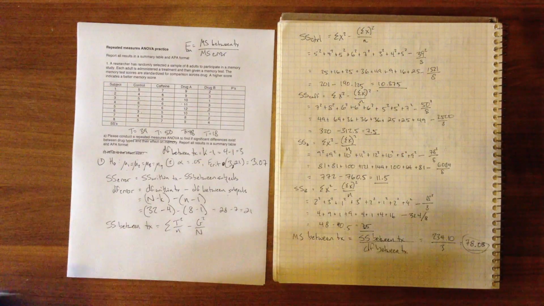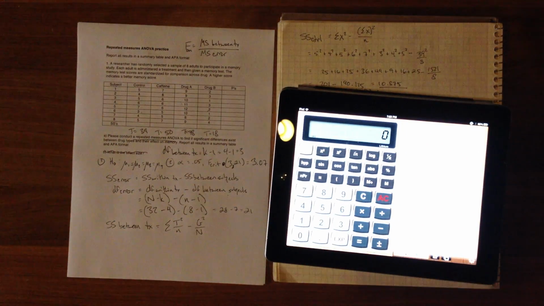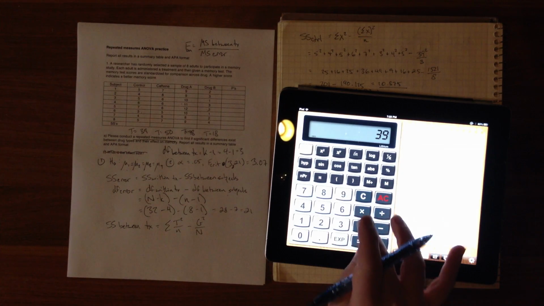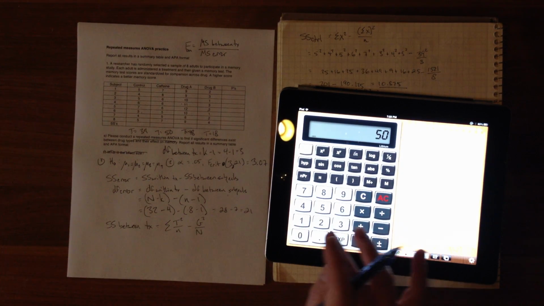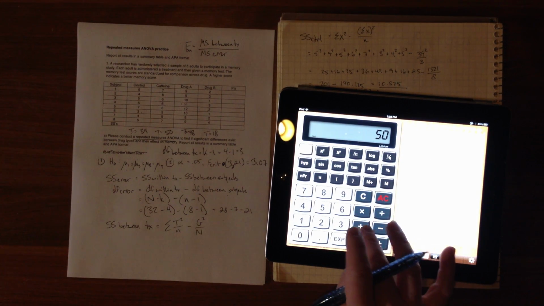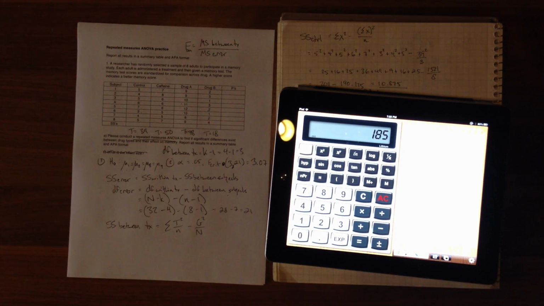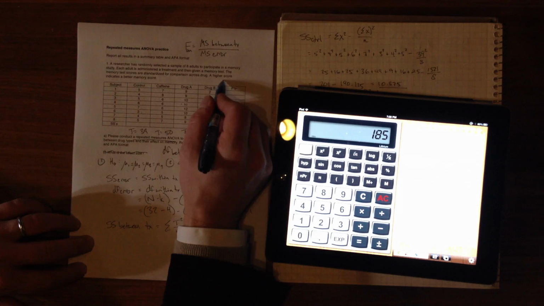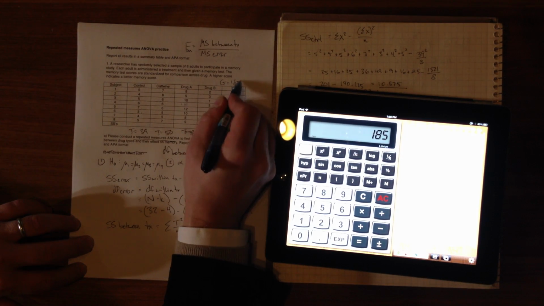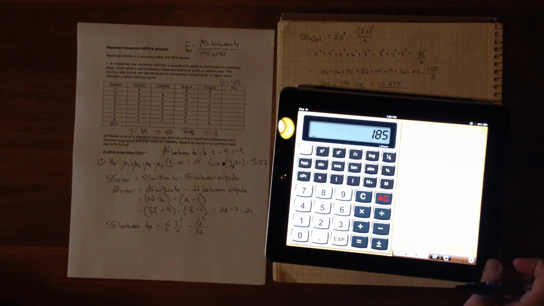G, right? So I'm just going to put my calculator over here. And 39 plus 50, we're shooting an iPad with an iPhone, that's interesting. Plus 78 plus 18 is 185. So G, I'm going to write that up here, G equals 185. Alright, let's shut that down for a second.